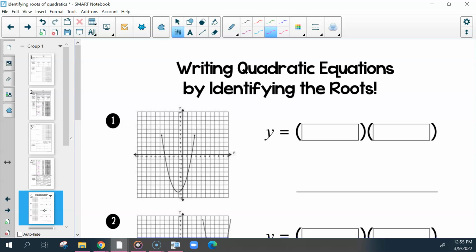This will also help you with the confounding that are due this Friday. So just the zeros of polynomials in a factored form and zero product properties. But this is another way of looking at solutions.